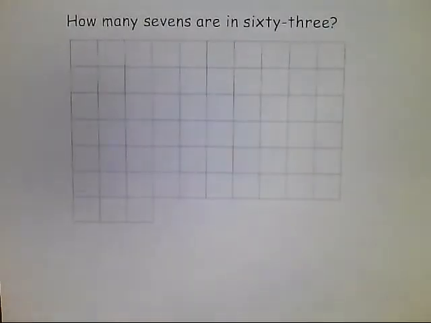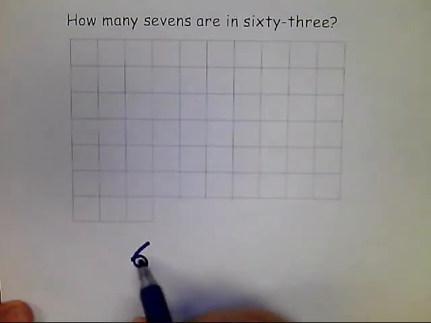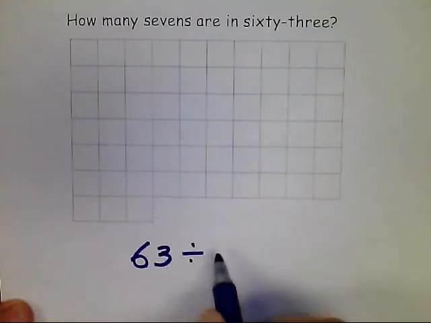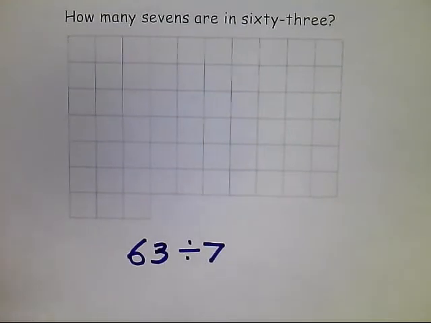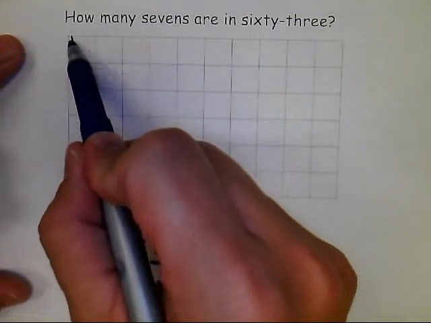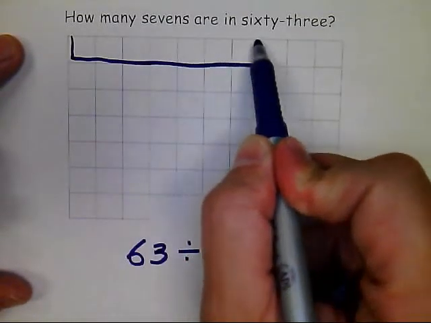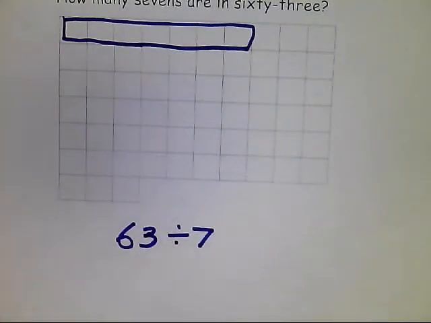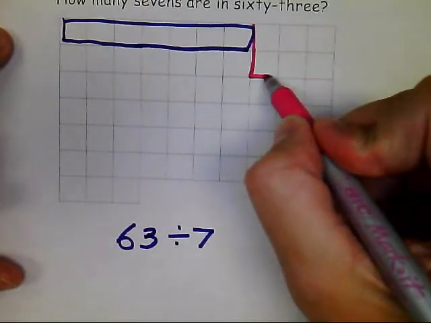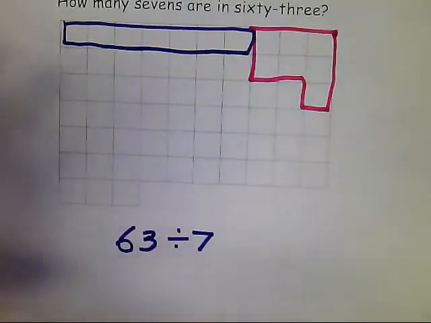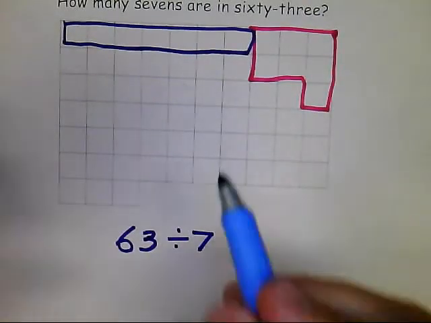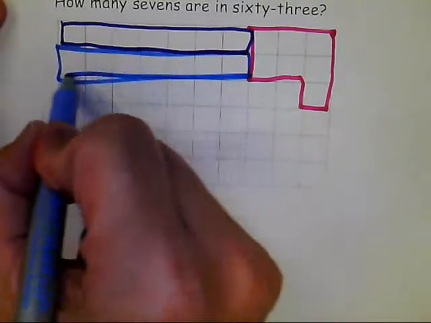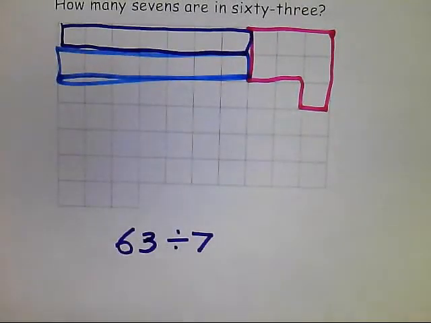Let's start with some whole numbers. If I asked, how many 7s are in 63? The expression I'm really asking is, what is 63 divided by 7? I want to see how many 7s there are. I can see right here, this is a group of 7. So that's one 7 that's in 63. And here's another group of 7 right here. Then I've got another group of 7 right there in 63. Good drawing there, Mr. G. Then I've got another group of 7 right here.